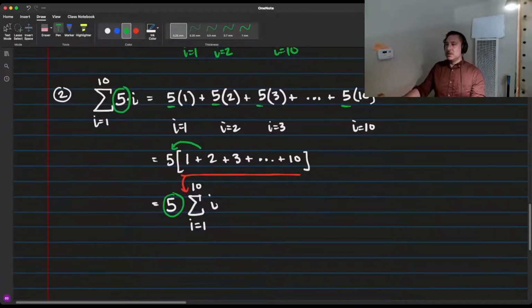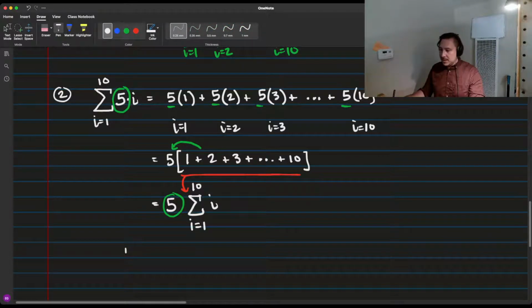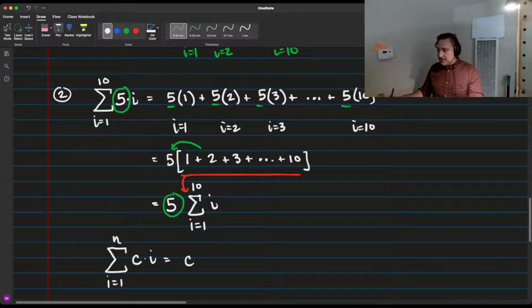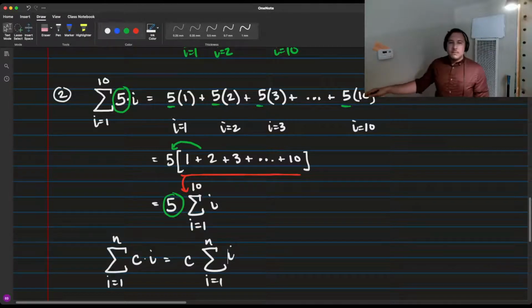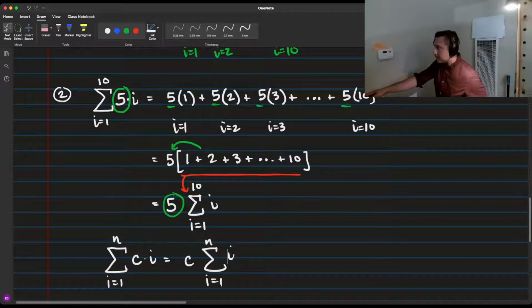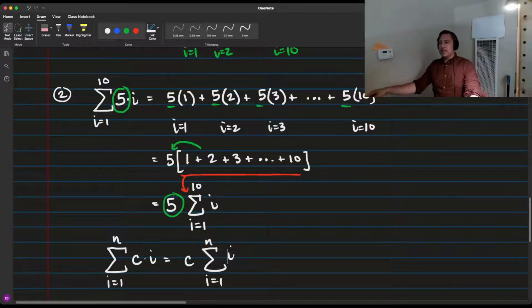In other words, the way you would write this is: if I have a sigma i equals 1 to n, and then you have a constant c times i, the c can be moved out in front of the sigma notation. So that's the general version of the rule. Constants can be factored out.